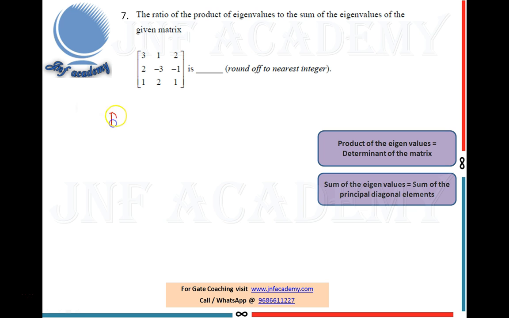So first I find the product of eigenvalues, which equals the determinant of this matrix: 3 into (minus 3 plus 2), minus 1 into (2 plus 1), plus 2 into (4 plus 3). This is equal to 3 minus 3 minus 3 plus 14, which equals 8.